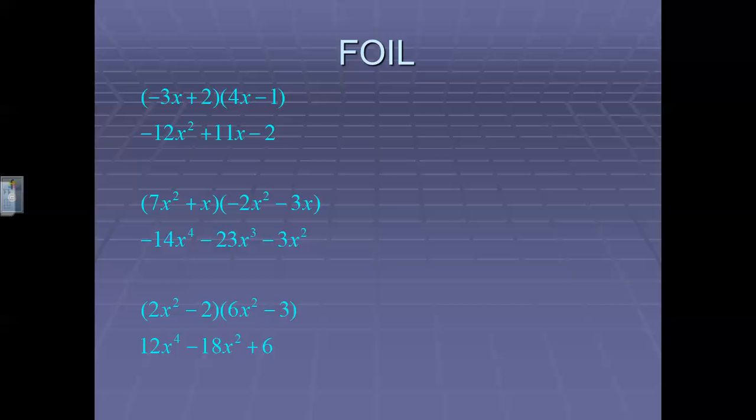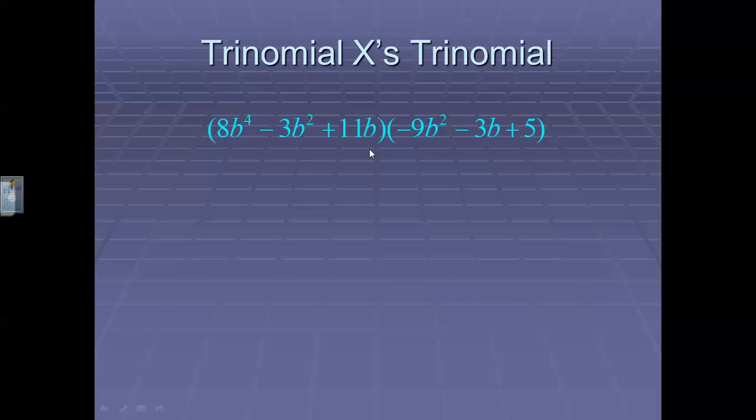All right, so the last kind of problem is a trinomial times a trinomial. And all you're going to see is it's the same rules, but just expanded for a number of terms, because obviously, as each polynomial gets bigger, we're going to have more terms in our multiplication.